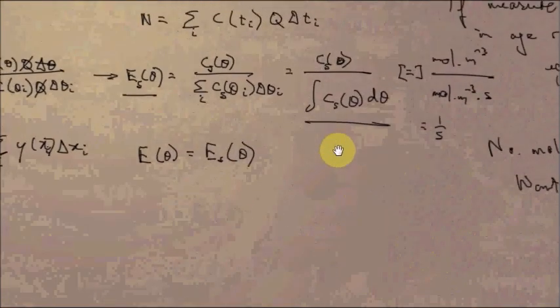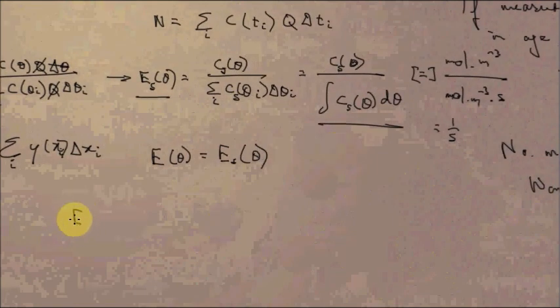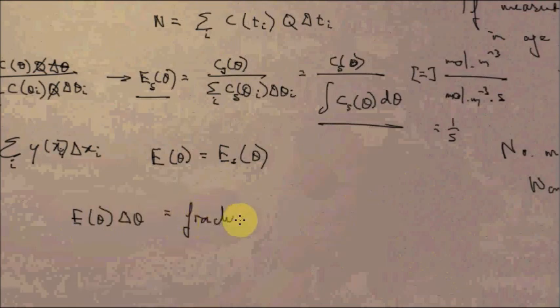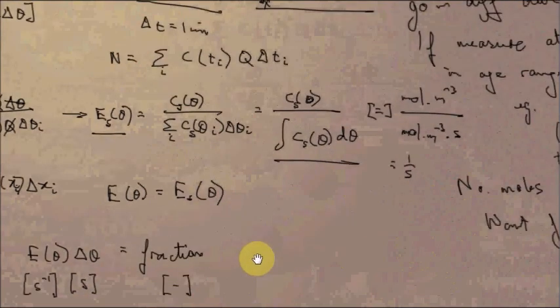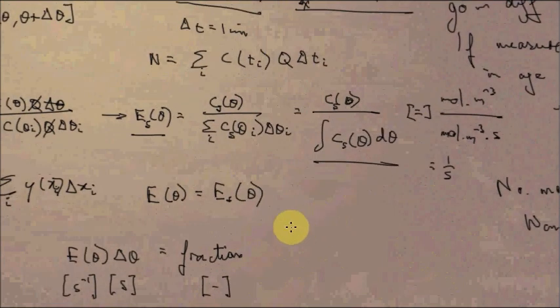And remember, our requirement is that E of theta delta theta is going to be a fraction. And of course, a fraction is dimensionless. E of theta is 1 over seconds, and delta theta, that's units of time, so that's seconds. So you can see these cancel to give us a dimensionless quantity. So the units at least are dimensionally consistent as well.